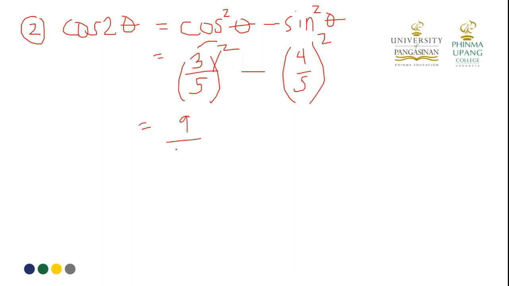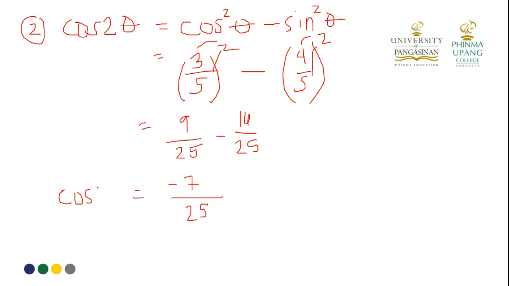So magiging 9 all over 25 minus 16. Kasi 4 raised to 2 is 16. Then 5 raised to 2 is 25. Then 9 minus 16, since our fractions have the same, no? Parehas sila na ng LCD, which is 25. So we are allowed to subtract 9 minus 16, no? So this is negative 7. Then negative 7 all over 25 is the final answer na.